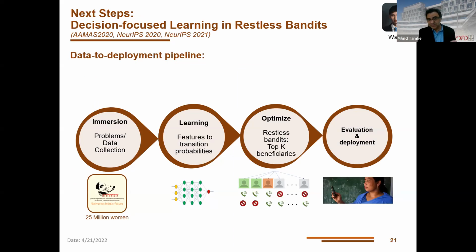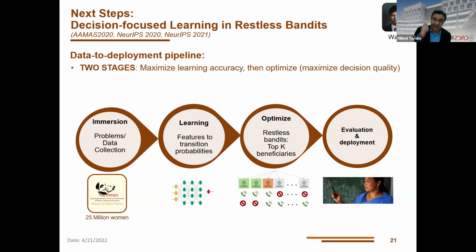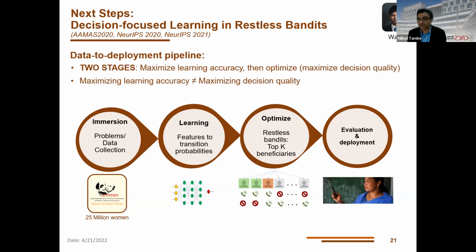So today, the way we do this after immersion, we do this learning. The goal of learning is to maximize learning accuracy, mapping features to transition probabilities, and then separately in a second stage, optimize to choose the top K beneficiaries to maximize decision quality. So first, maximize learning accuracy, and then maximize decision quality as 2 separate problems. Unfortunately, maximizing learning accuracy doesn't align well with maximizing decision quality.